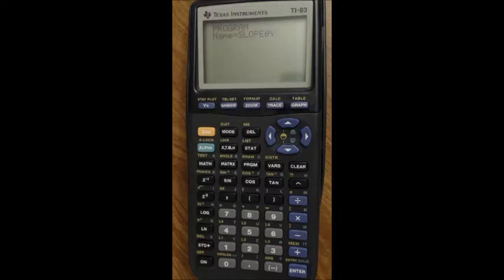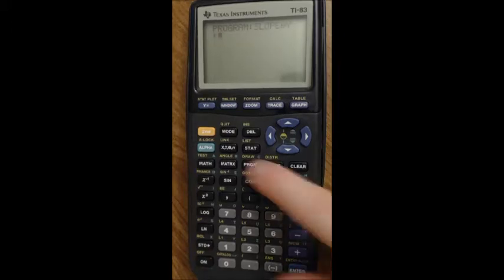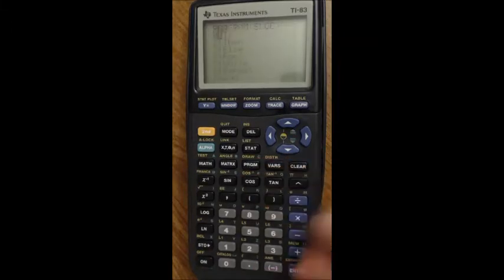You can call it whatever you like, whatever helps you understand what the program is. Press enter, press program, scroll over to I/O. We want to go to prompt, and we want to prompt.